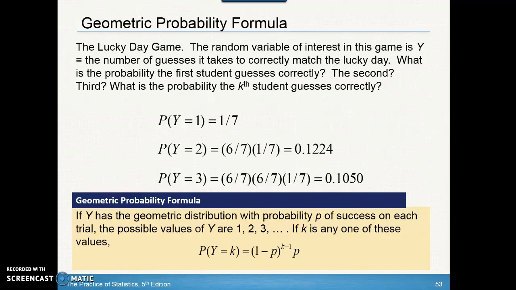So if Y is a geometric distribution with a probability of success P, how can I figure out a general formula that's going to show me when I get my first success? When we have the probability of Y equals K, that's like saying the probability that the guess is correct on a certain trial, the fourth trial, fifth trial, whatever. It's (1 minus P) to the power K minus 1, times P. I usually flip this around and use the probability of success first.